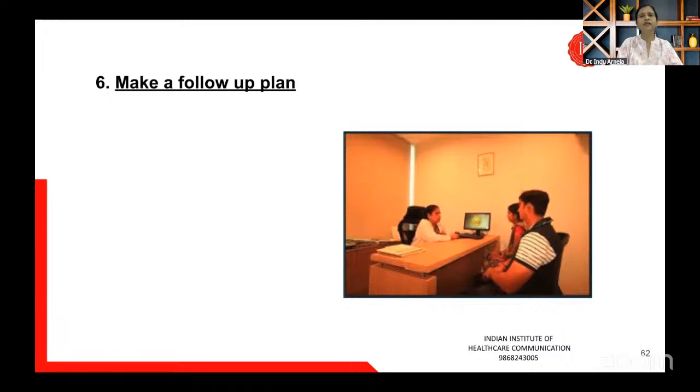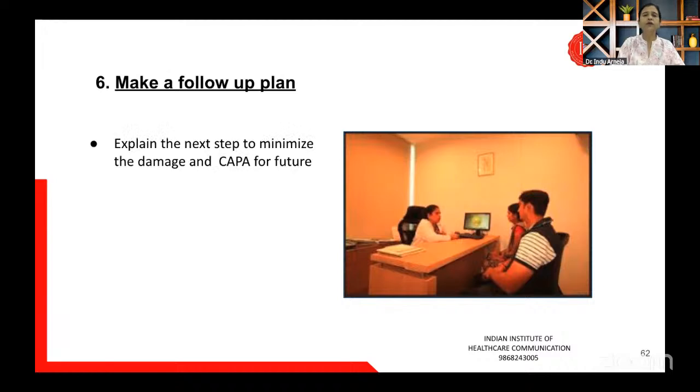Now, once you have explained everything, it's important to make a follow-up plan, because after informing them, you are going to go and work on stabilizing the patient. Or maybe your team is already stabilizing the patient. So they will have some questions to clarify with you later. They may want to meet you, they may want to see the patient, they may even want to seek a second opinion. So it's important to make a follow-up plan with them, and explain what you are going to do to stabilize the patient or minimize the damage, and what you are going to do for the future.